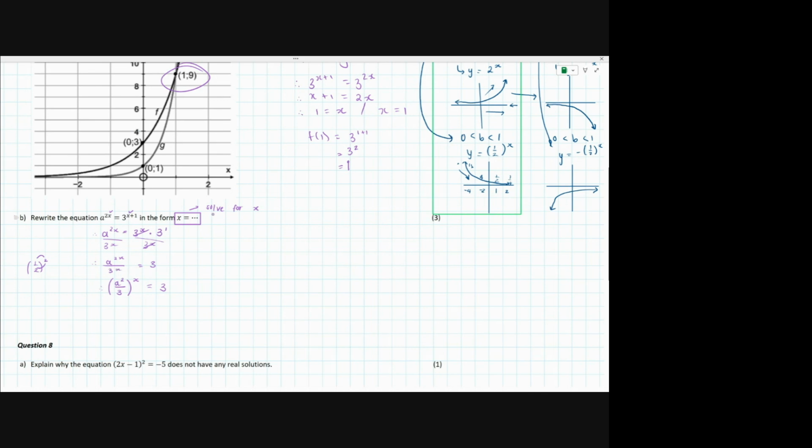Now remember, the question said we need to solve for x. Because x is in the exponent here, I'm going to have to convert it to a logarithmic expression. Right, so log of my base, a squared over 3, to 3, you don't have to put it in brackets, is equal to my exponent, x. And this is now in the form they wanted us to write it in. x equals log of my base, a squared over 3, to the 3.